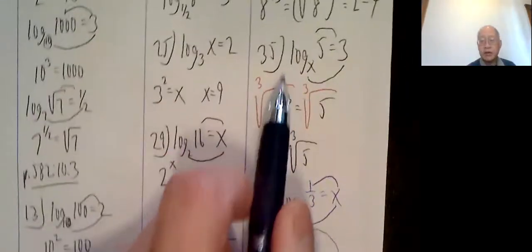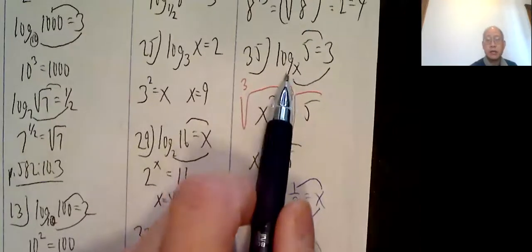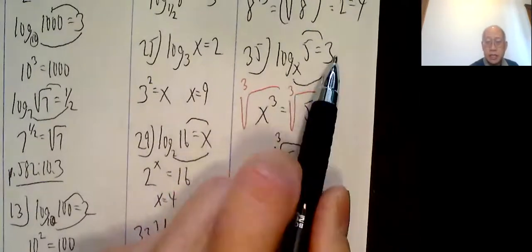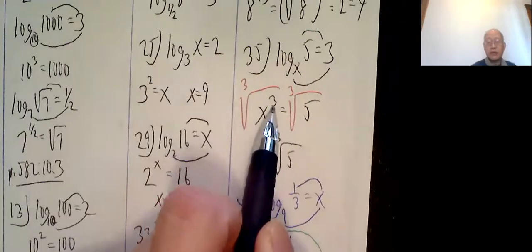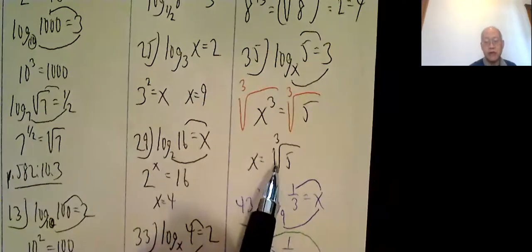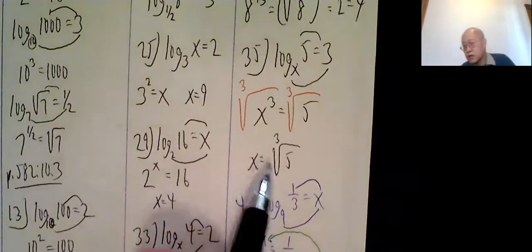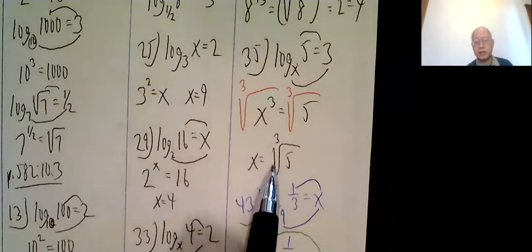Okay, log base x of 5 equals 3. Unscramble it. x cubed equals 5. So I take the cube root. I want the cube root of 5. So the answer is the cube root of 5. You can punch it in your calculator if you want to. You don't really have to, but that's the idea.